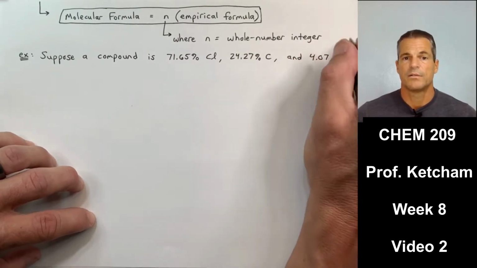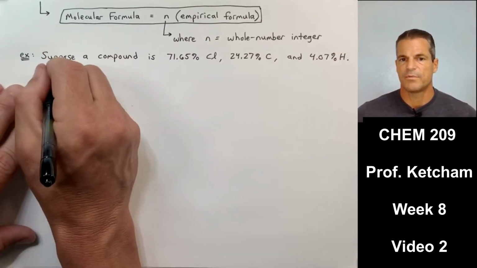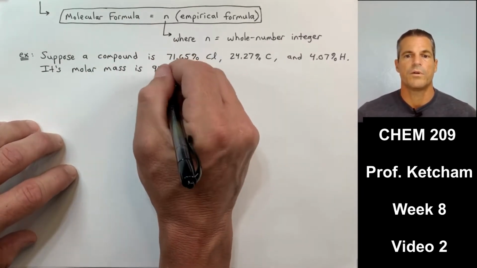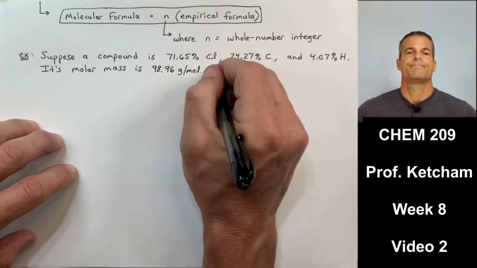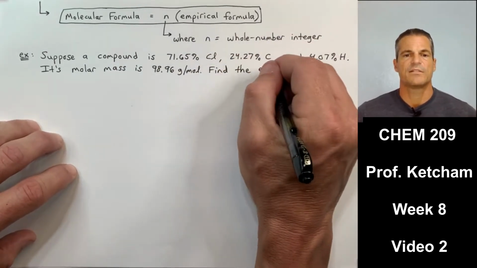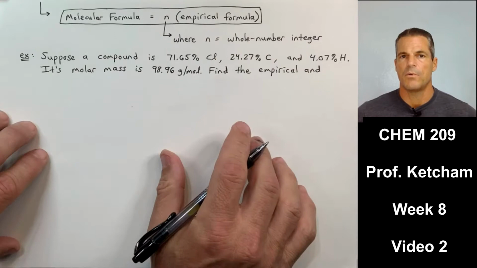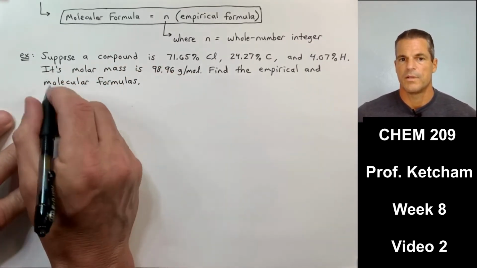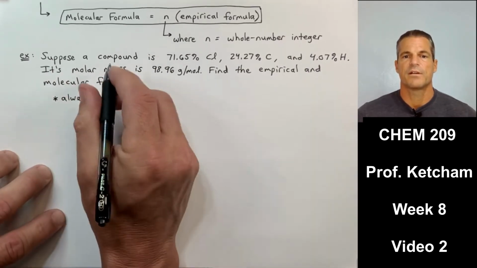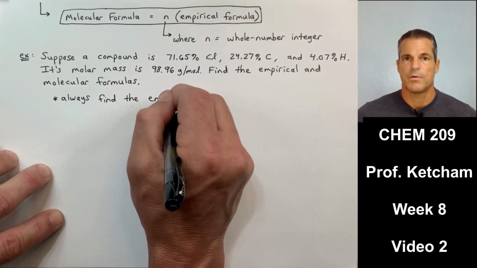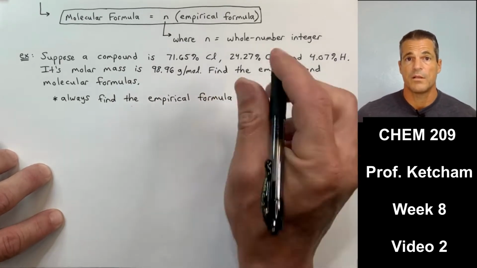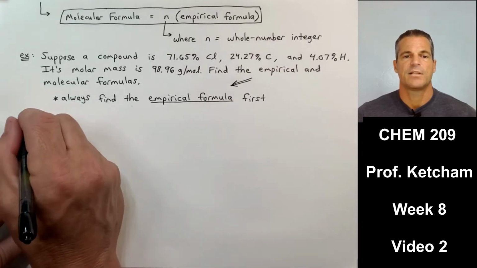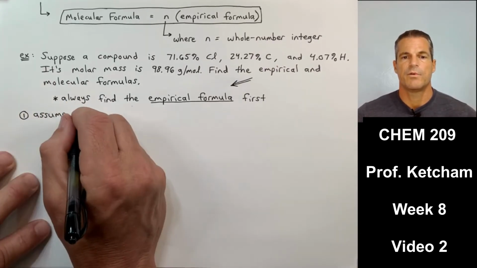Suppose a compound is 71.65% Cl, 24.27% C, and 4.07% H. Its molar mass, they're nice enough to give us, is 98.96 grams per mole. Find the empirical formula and molecular formula. Quite often they're going to ask you in the last sentence of these problems to find the empirical and molecular formula. You always find the empirical formula first. Okay? So that's just a note there, a little star. Always find the empirical formula first.